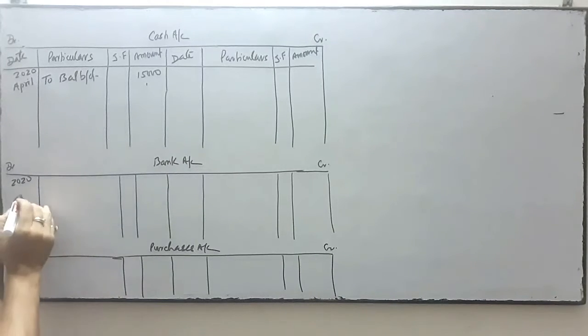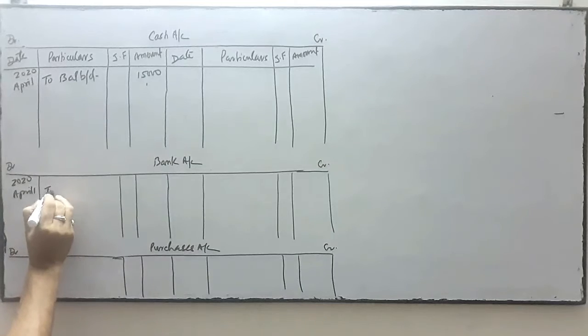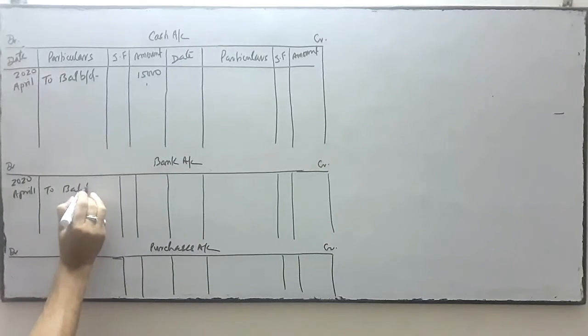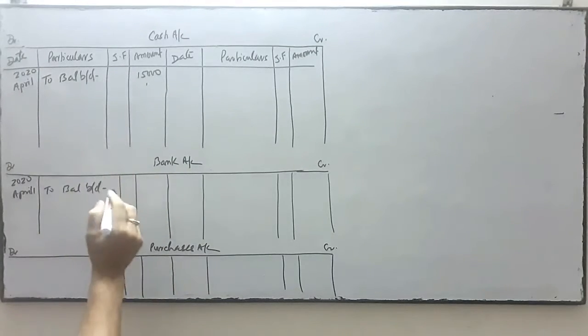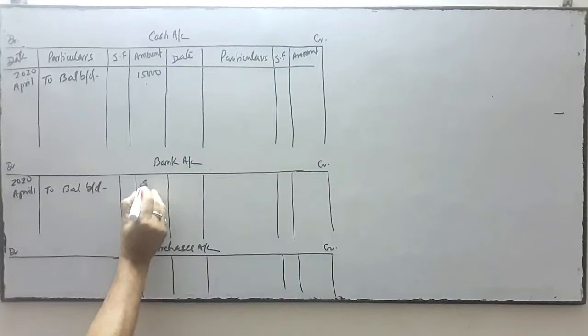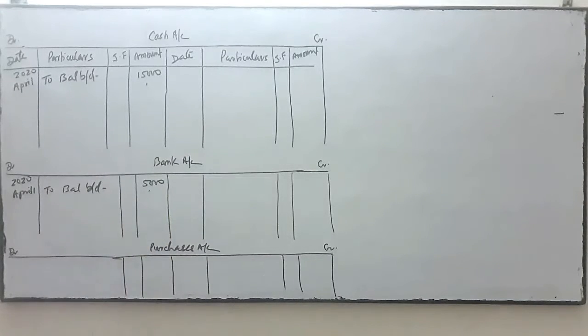Bank is on debit. So on the debit side you write April 1st, to balance brought down. This is the opening balance, which is brought down in this financial year. This balance is brought down. So it is 5,000.